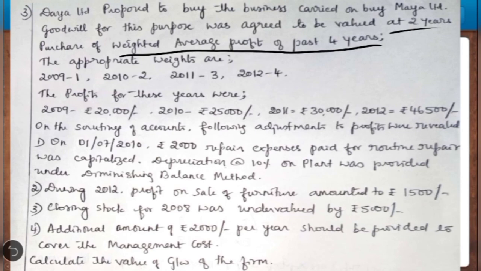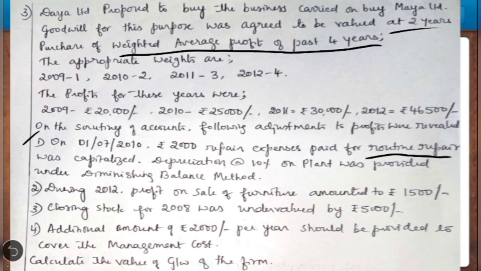Profits are given as 2009, 20,000; 2010, 25,000; 2011, 30,000; and 2012, 46,500. On the scrutiny of accounts, the following adjustments to profits were revealed. First one, on 1/7/2010, that is on 1st July 2010, rupees 2000 repair expenses paid for routine repair was capitalized. Depreciation at 10% on plant was provided under diminishing balance method. Okay, this is the first adjustment.